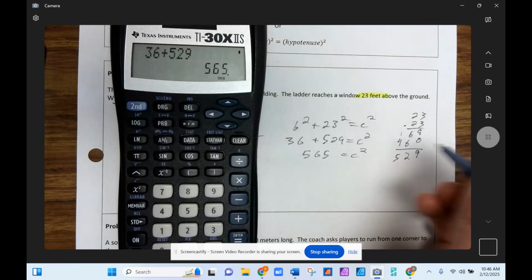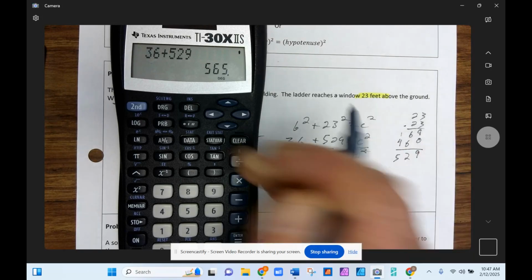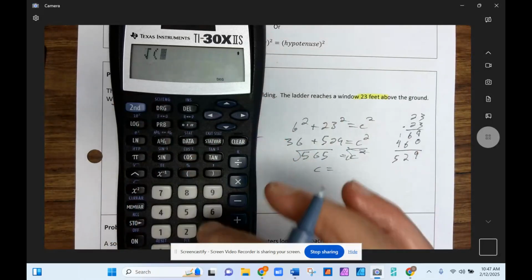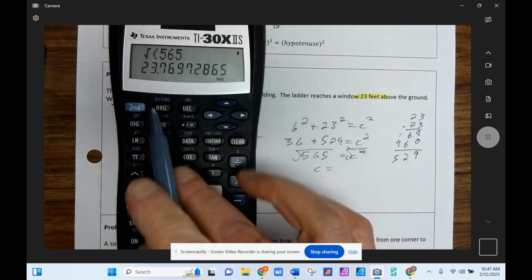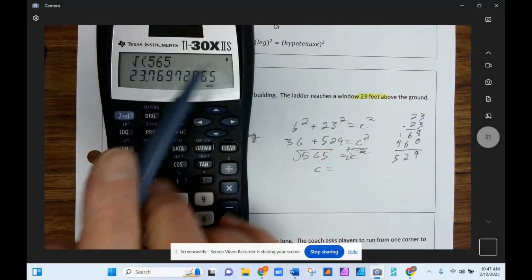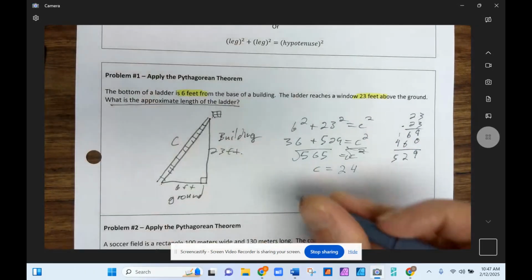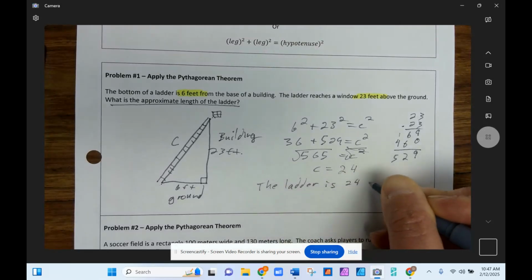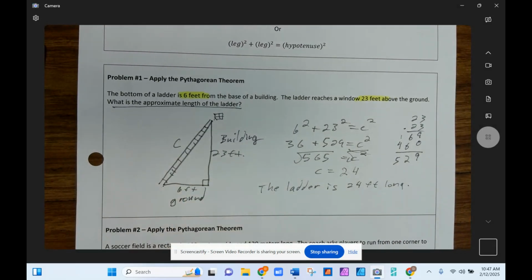Is equal to c squared. Now the inverse of squaring something is square rooting it, so it gets rid of those two things and it leaves me with c equals whatever the square root of 565 is. So, what did I say, 565? Just like that. Hit enter, 23.769. The approximate length of the ladder, I'm just going to round that up to a whole number here, so that'll round up to 24. So 24 feet. The ladder is 24 feet long. I have answered the question just like that, okay?